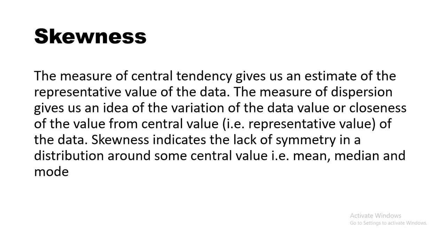Okay, first of all we need to know what exactly skewness is. Skewness basically tells you about the symmetry in a distribution. If we go through the definition, the measure of central tendency gives us an estimate of the representative value of the data. The measure of dispersion gives us the idea of the variation of the data values or closeness of the values from the central value. Skewness indicates the lack of symmetry in a distribution around some central value. So skewness basically tells you about the symmetry of a distribution.